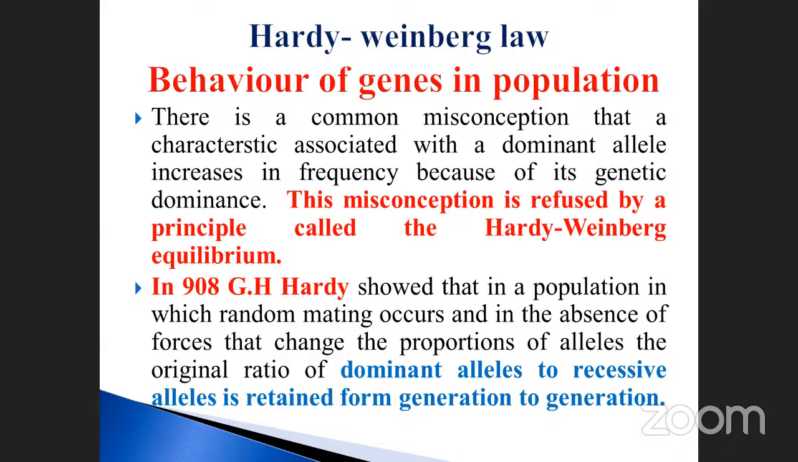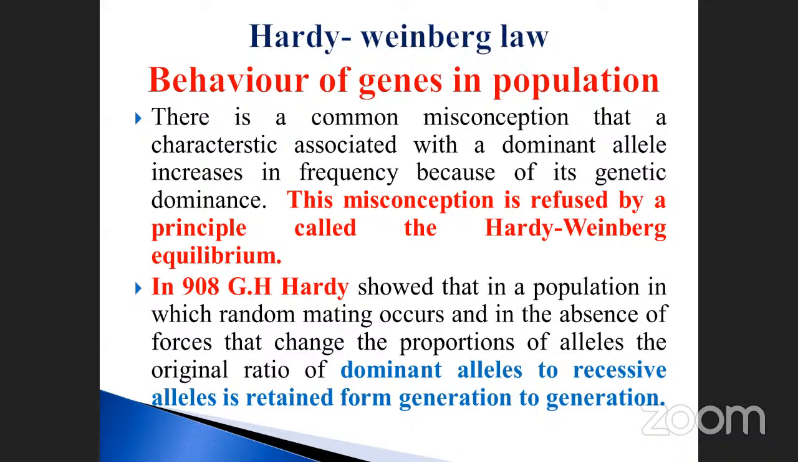See here, before that, the behavior of the genes in the populations. There is a common misconception that characteristics are associated with the dominant allele. Normally, each and every character is thought to be related to the dominant alleles only. Suppose the dominant allele increases in frequency because of its genetic dominance. For example, father has 50% and mother has 40%. Which one is the dominant? Father is the dominant, isn't it? 50% of the alleles, 50% of the genes are inherited from one generation to another generation.